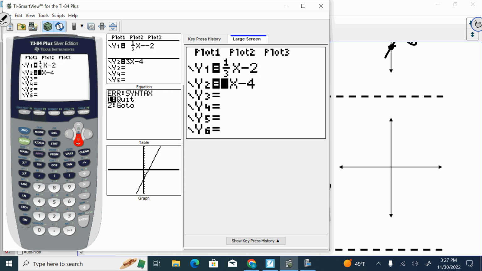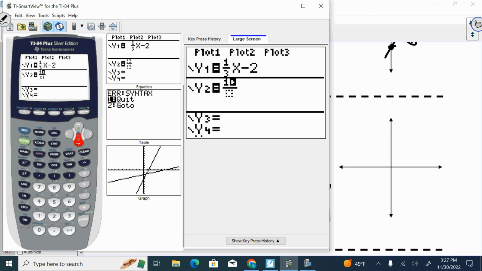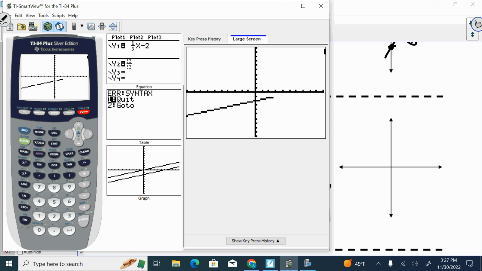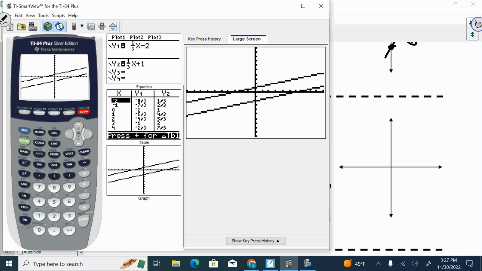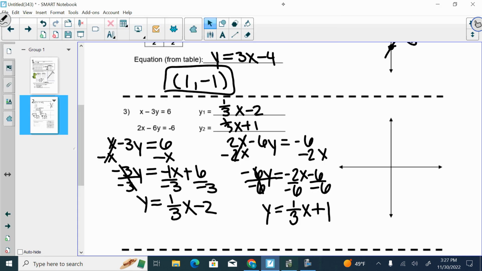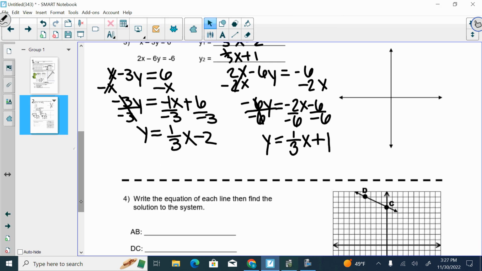And then we would have in y2, 1/3 x plus 1. Once we have them typed in, we hit graph. And what do we see there on our graph? They're parallel, right? So are they ever going to intersect? So what's our answer if they never intersect? No solution. Very good. My answer here ends up being no solution.